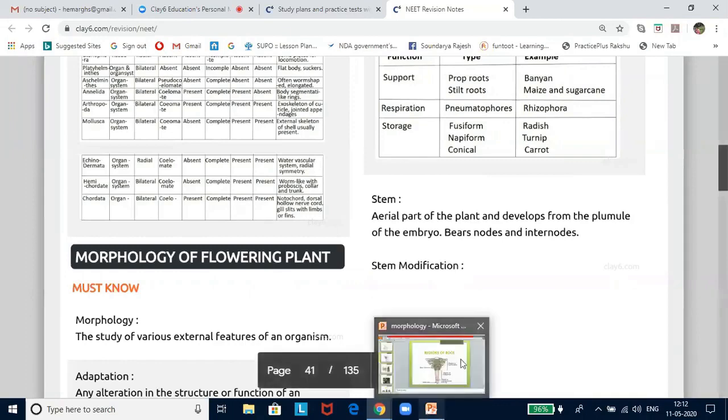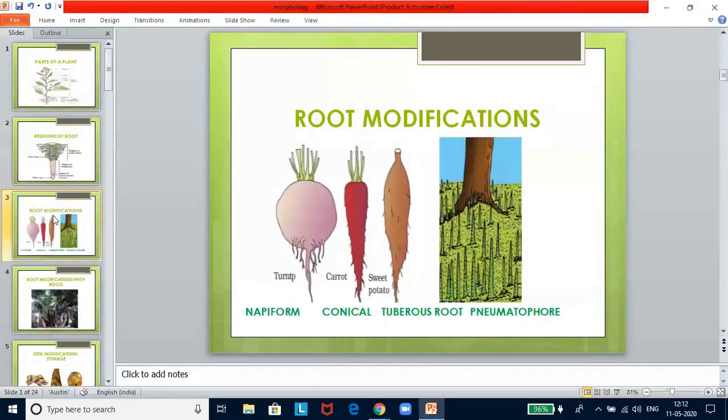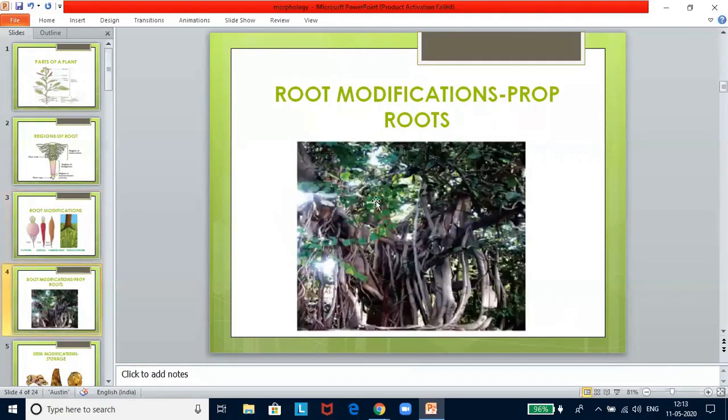Now let us look into the diagram and see how these will be asked. This is a turnip. This is a napiform root. Since it is conical in shape, it is a carrot. It is called conical. In sweet potato, it is known as the tuberous root. And pneumatophore: if you look here, these are the pneumatophores. This is what helps in absorption of oxygen. Now prop roots, you find them in banyan trees. So this is an example.